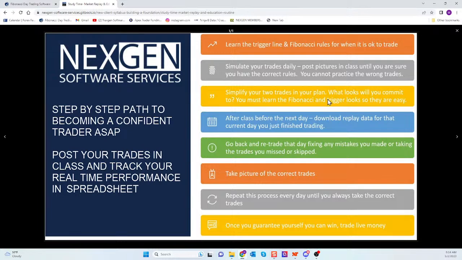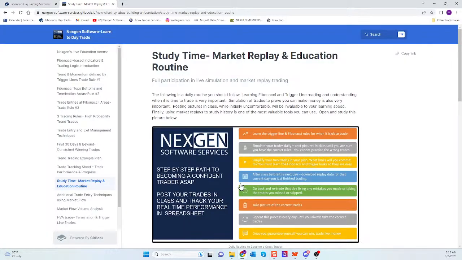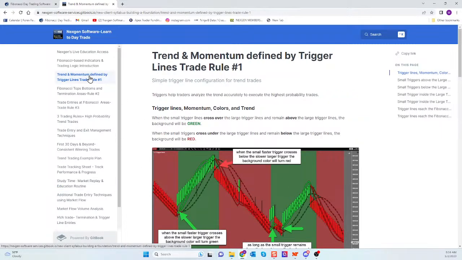We're going to begin simplifying with one trade. It'll ultimately go on to 2 or 3, I'm sure. You have the advantage of going to market replay. You can go back and retrade the day, fixing your mistakes, taking pictures of the correct trades, and repeating this process every day until you're always taking the correct trades. And guys, this is your path to getting where you want to be. It has been proven for the last 25 years. And everything starts with rule number 1, gauging the first advantage.